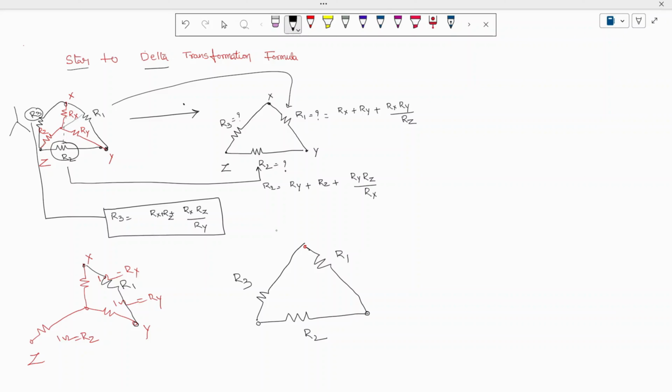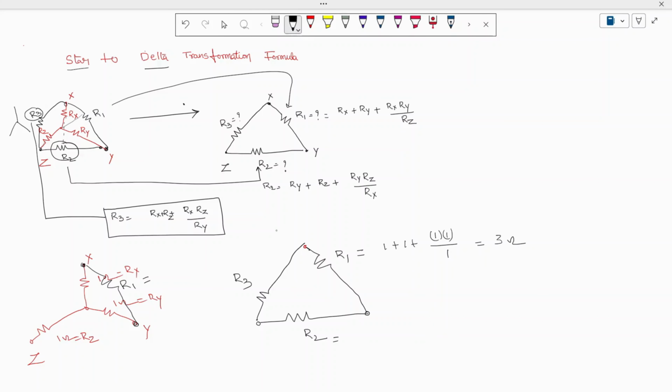So how to find R1? R1 is equal to, so what is the value of R1? The black, two reds are connected to which two terminals? This is one terminal, this is another terminal. So 1 plus 1 plus the product of these two, 1 into 1, divided by what is connected to this R1 at 90 degrees, which is 1. So 1 plus 1 plus 1, which is nothing but 3 ohm.